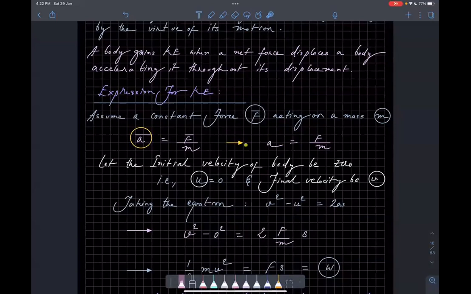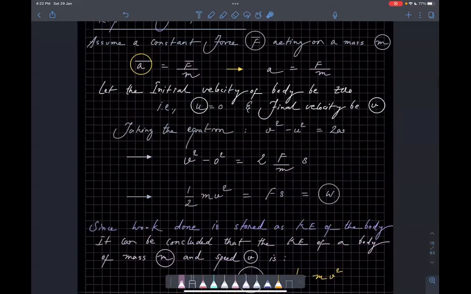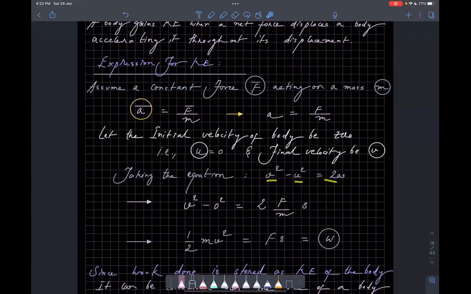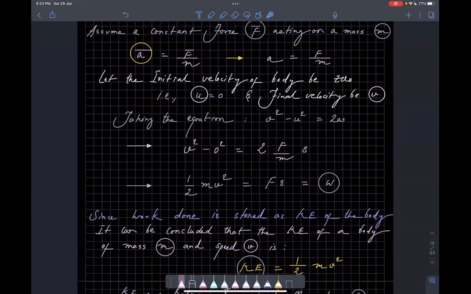Suppose the initial velocity of the body is 0 and the final velocity is v. Taking the equation of motion, can I write v square minus u square equals 2as? Here u is 0 because initially it was at rest, so v square equals 2 into f by m, by Newton's second law, into s. The m goes to the other side and the 2 too, and it becomes half mv square. Here f into s remains, but f into s is the work done when the force is constant. So kinetic energy is equal to work done. Clear?